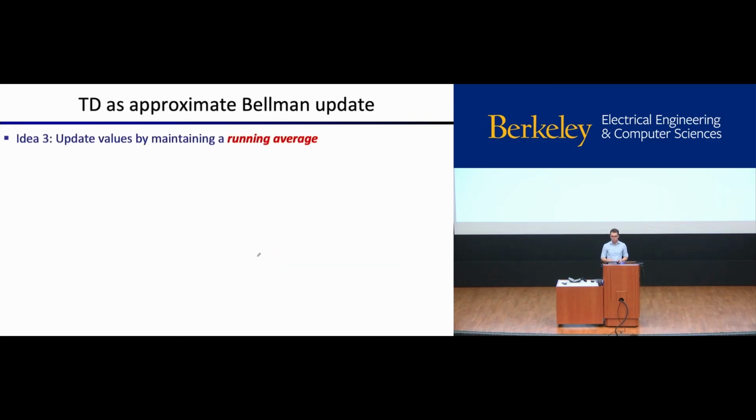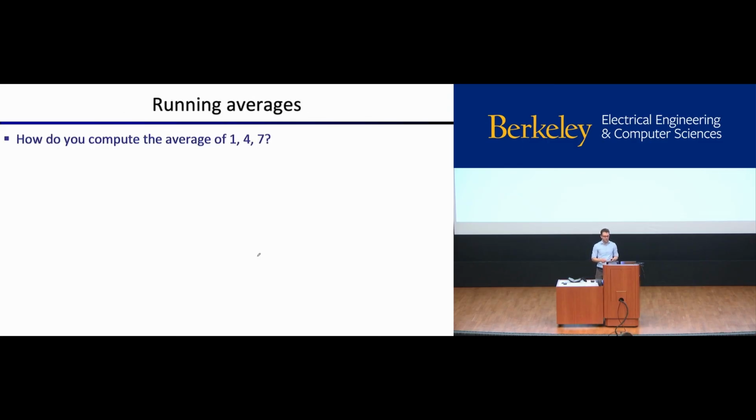Okay, there's a third piece, which I'll cover briefly, and then we'll have to return to it next time. But there's this idea of a running average. Who's heard of a running average before? This is not like I'm an average runner. Let's say that you want to compute the average of a couple of numbers, like 1, 4, 7. How do you do it? It's easy, you add up all the numbers, you divide by n.